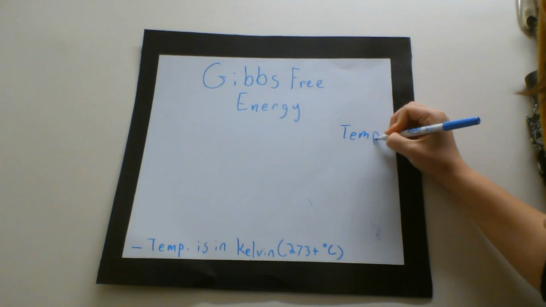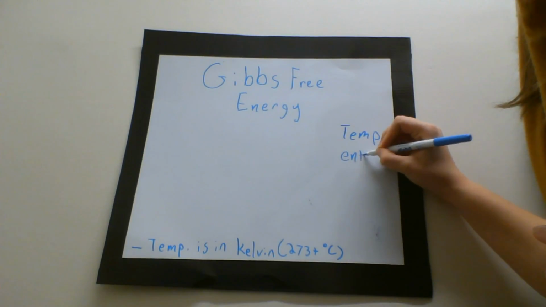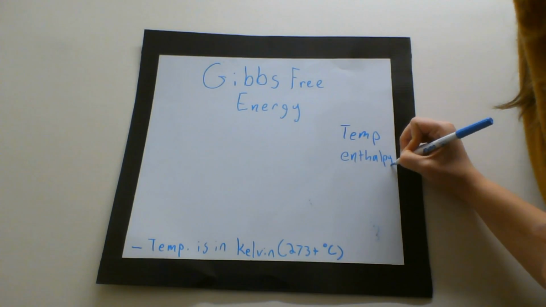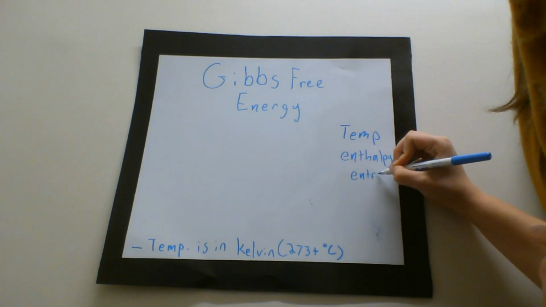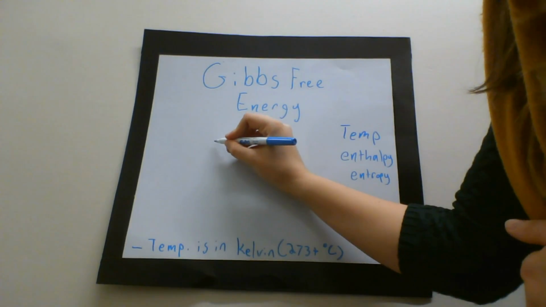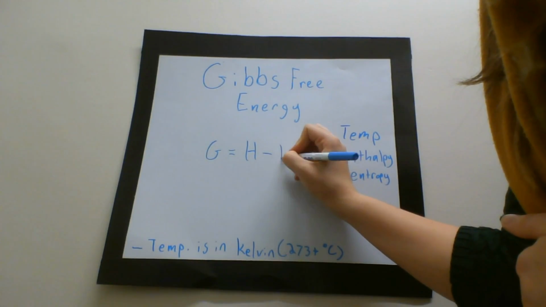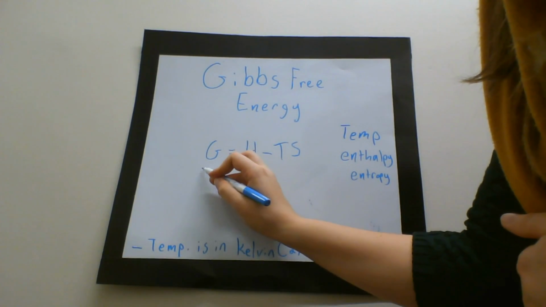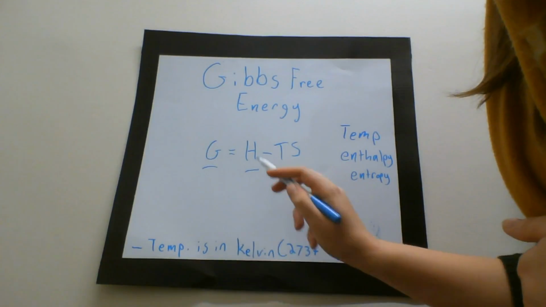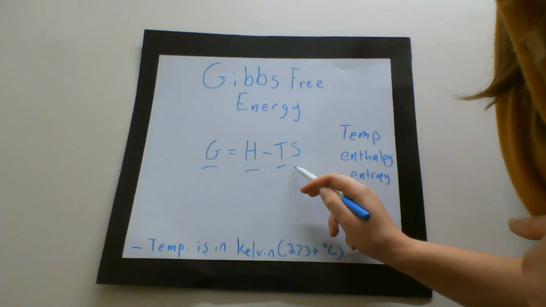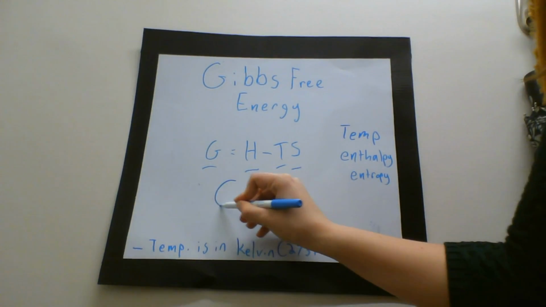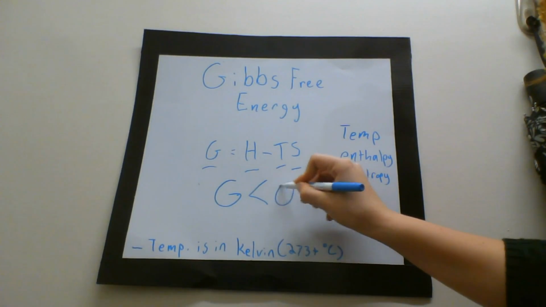Gibbs free energy is simply the formal relation of temperature and these two variables, of heat content, also known as enthalpy, and disorder, also known as entropy, to tell us when a reaction will occur. The equation is Gibbs free energy equals enthalpy minus the product of temperature and entropy. If G is negative, then the reaction will occur.